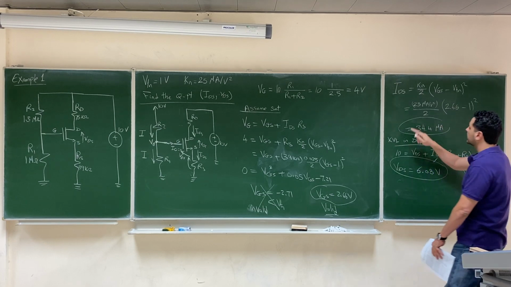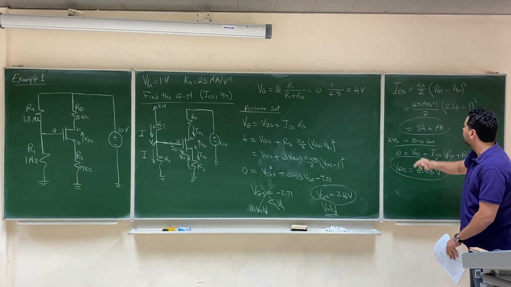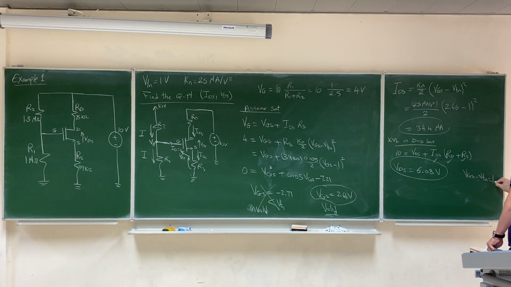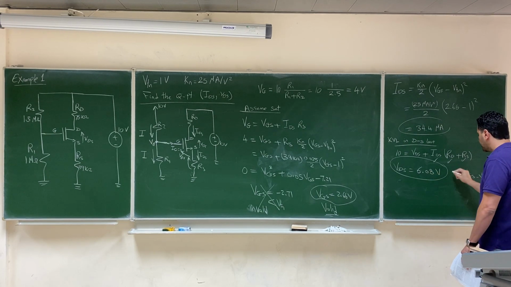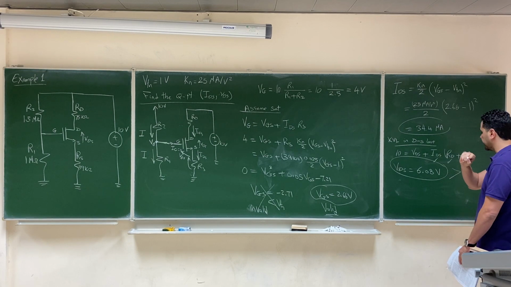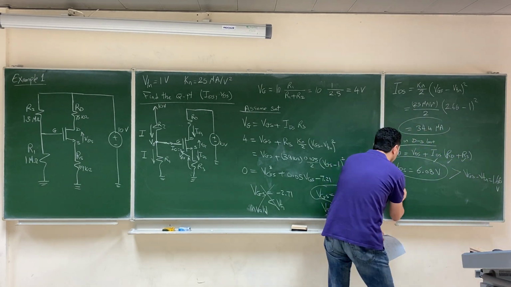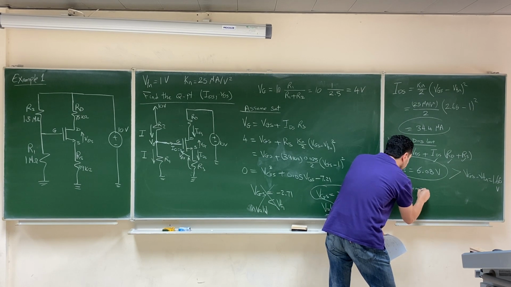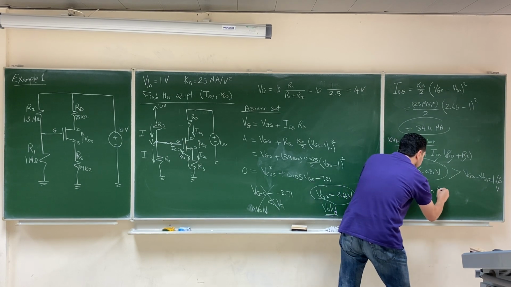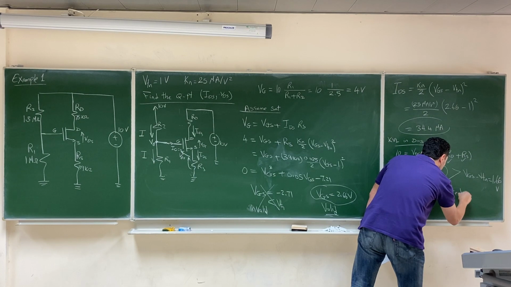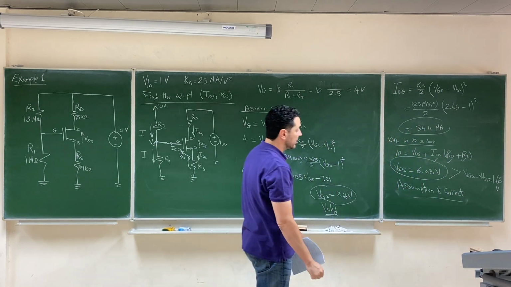VGS minus V threshold equals 2.66 minus V threshold, which is 1. It will be 1.66 volt. And VDS is 6. So VDS is greater than VGS minus V threshold. Then we say that our assumption of saturation is correct. So the assumption is correct.